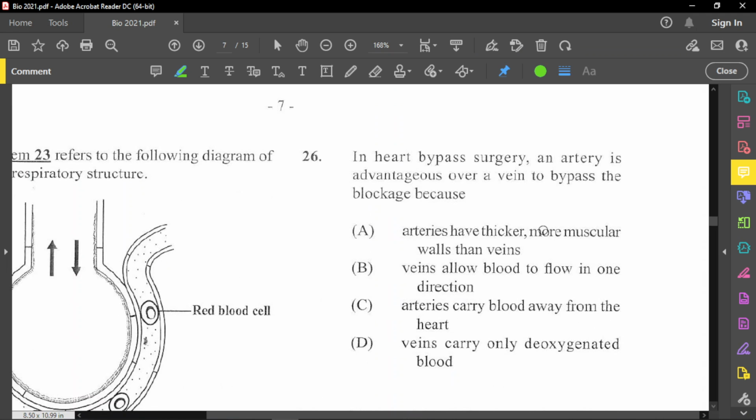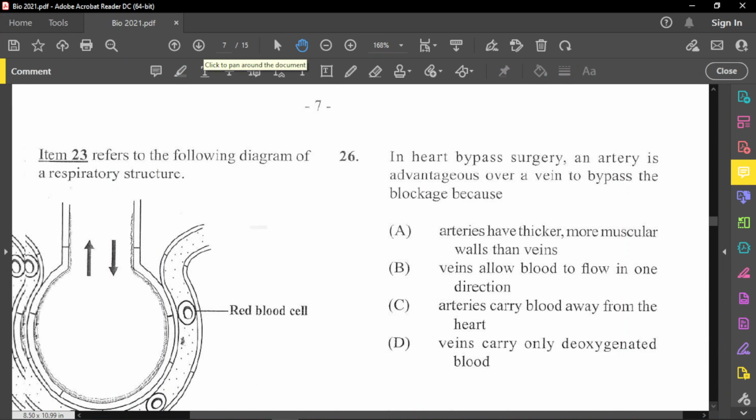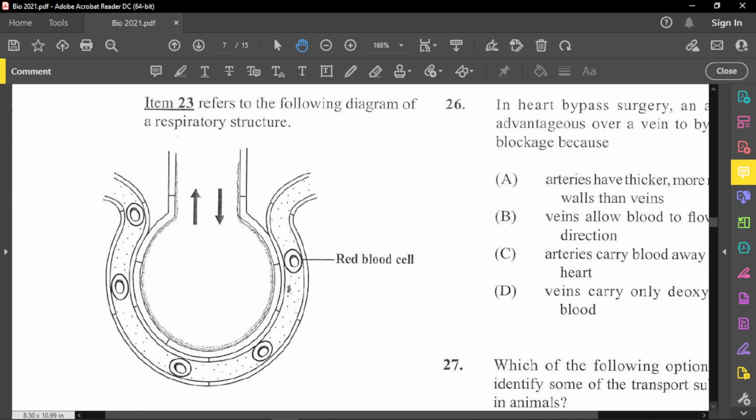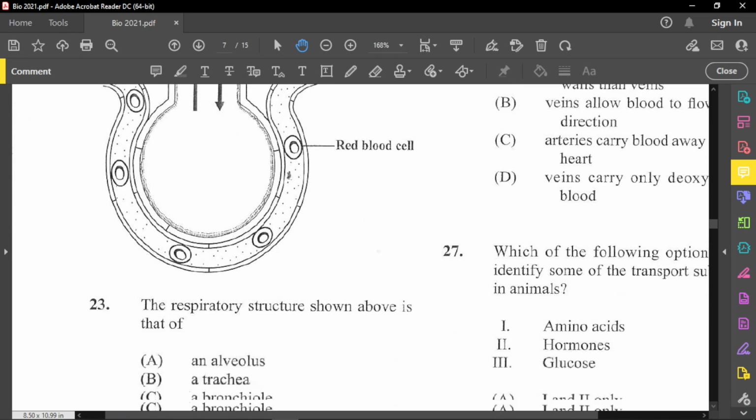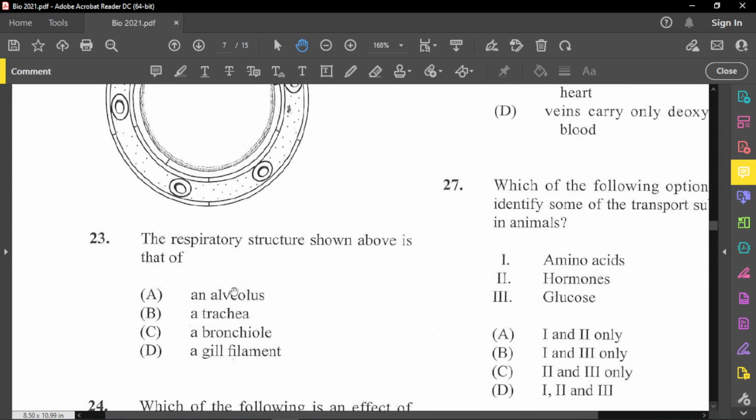All right, question number 23. Let's do a little page shift right here. And there we are. Now, for question number 23, it states that we have a respiratory structure. And we know this is an alveolus. We have a red blood cell there, gas going in and gas coming out at this point. And we have a blood capillary around the alveolus, okay? So it says the respiratory structure shown above is that of an alveolus, right off the bat. There's no need to discuss that one. We can move on to question number 24 this time.